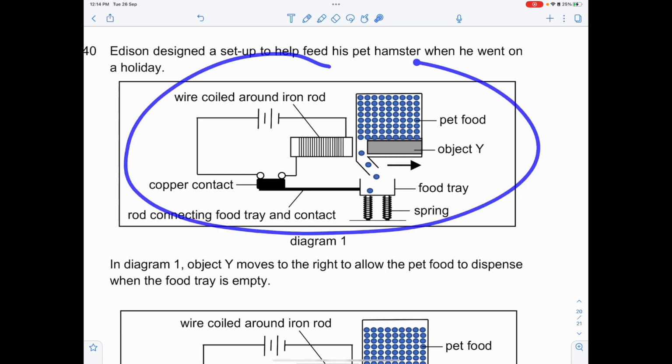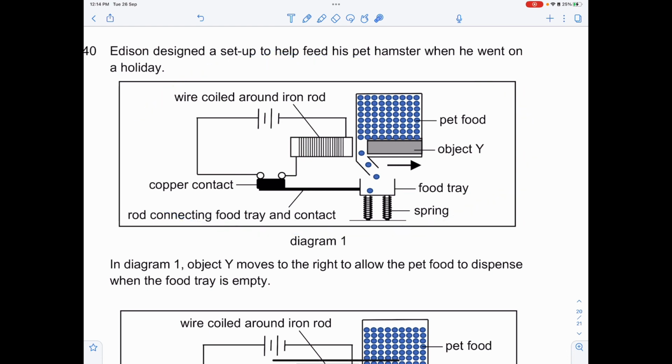Let's just see how this works first. Obviously, you want to feed your pet hamster when he's away. So when you think about it, why is it that this thing will work? When your spring moves up, there's this thing called copper contact. When the copper contact touches these 2 points here, it will cause your circuit to be closed. When this circuit is closed, this particular iron rod now becomes an electromagnet.